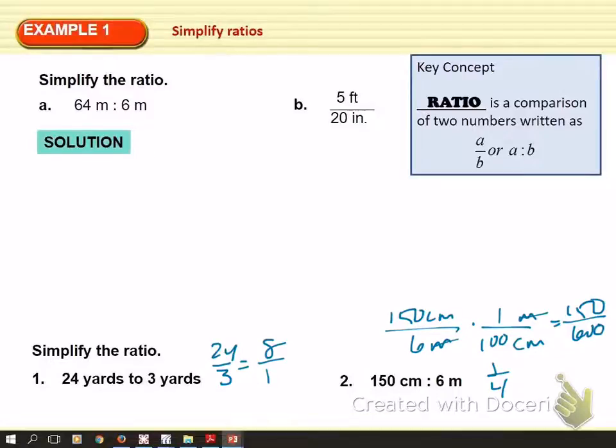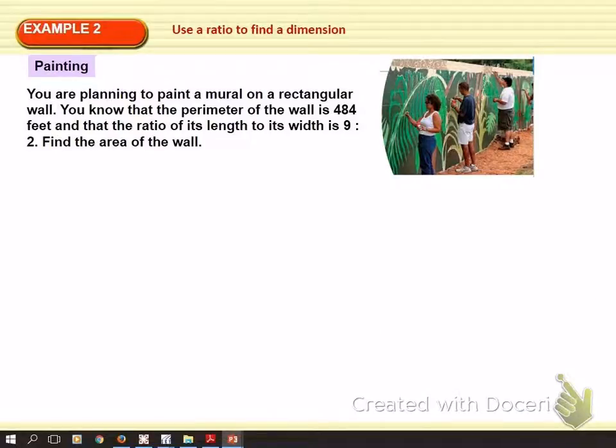Okay? Good. Now, how can we use this idea of a reduced ratio? Well, you're planning to paint a mural on a rectangular wall. You're able to measure the perimeter of the wall as 484 feet. And that the ratio of the length to width is 9 to 2. Now, that doesn't mean that the length is 9 feet and the width is 2 feet. What that means is when you write them as a ratio, they reduce down to 9 to 2.